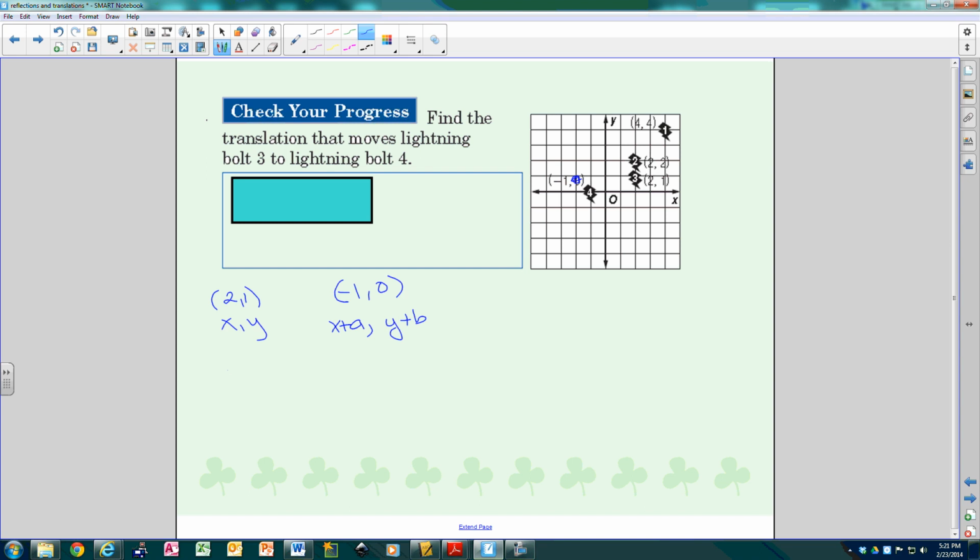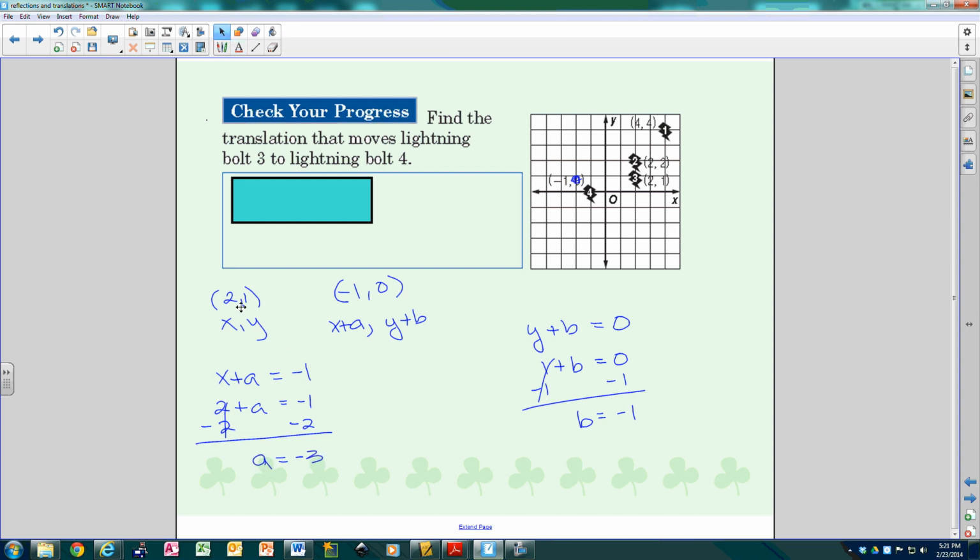So I know that my x plus a has to equal -1, and I know that x is 2. So 2 plus a equals -1. So if I subtract 2 from both sides, I get that a is -3. And I know that my y plus b has to equal 0, and y is actually 1. So 1 plus b equals 0. So if I subtract 1 from both sides, I get that b is -1. So that means that I'm going to take the x value and subtract 3 from it, and take the y value and subtract 1, so that I should get that translation right there.